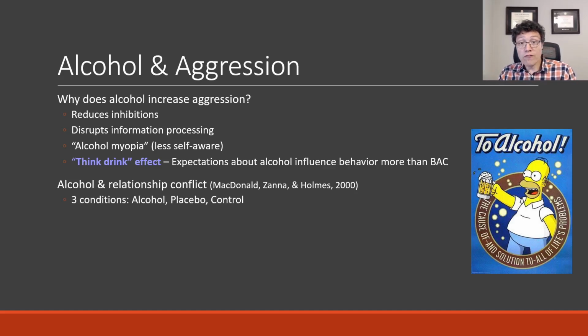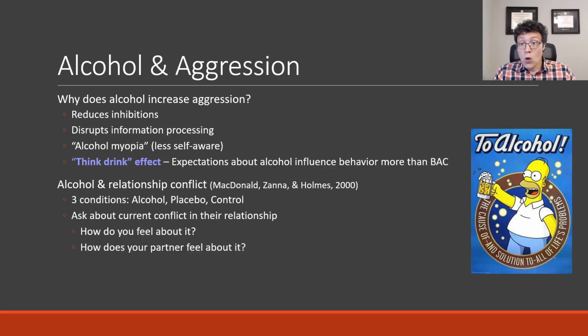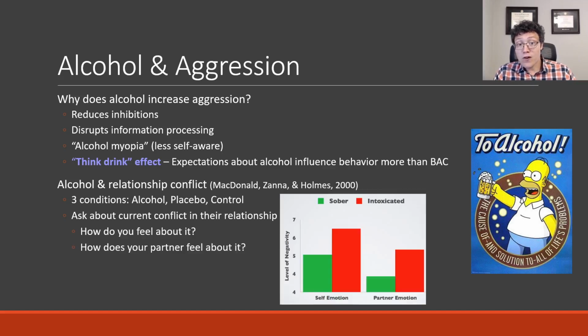Alcohol and relationship conflict, we do know that, right, if you put people in three different conditions, we give them some alcohol, we give them what they think is alcohol, or we give them a control, some water, and then we let them drink, and we ask them how they feel about a current conflict in their relationship, and then ask them how they feel and their partner feels about it. It turns out when you're intoxicated, your emotions are a little bit more extreme, and especially about your partner. So this is kind of arguing that alcohol is not always good when it comes to anger.